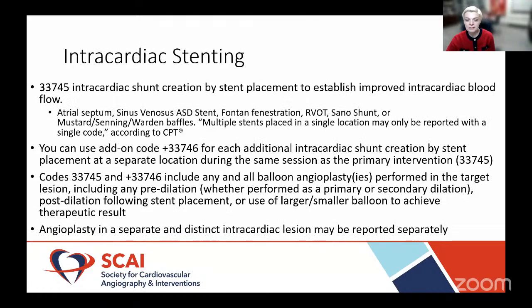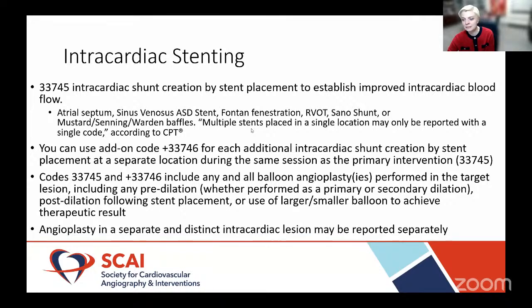Now, the other one is intracardiac stenting. And this one, I think, comes up, and I tried to put in all the specific examples that we could think of for where you can use this. So this is 33745, intracardiac shunt creation by stent placement to establish improved intracardiac blood flow. That could be the atrial septum. That includes a sinus venosus ASD stent, Fontan fenestration stenting, RVOT, Sano shunt, Mustard and Warden baffles.